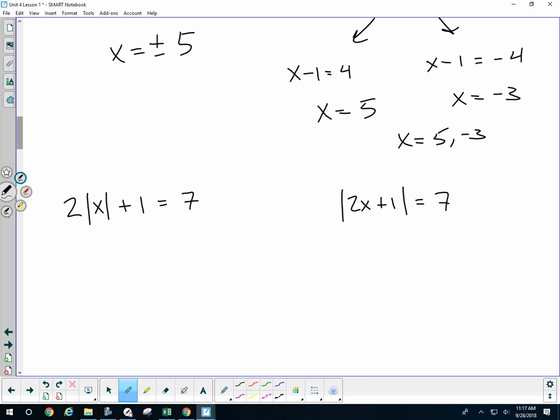And you're going to have multiple solutions, not just one. Because I know whatever's inside this absolute value on the right could either be positive 7 or negative 7. Because the distance is going to be a total of 7. So if we're just getting one solution, we're not thinking about the other possibility.